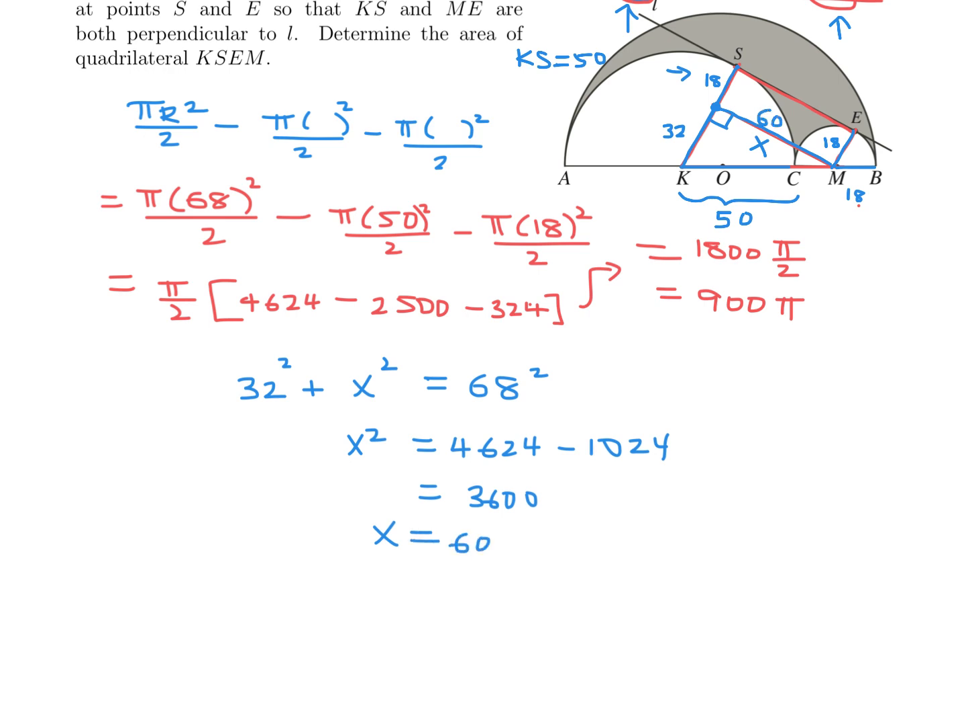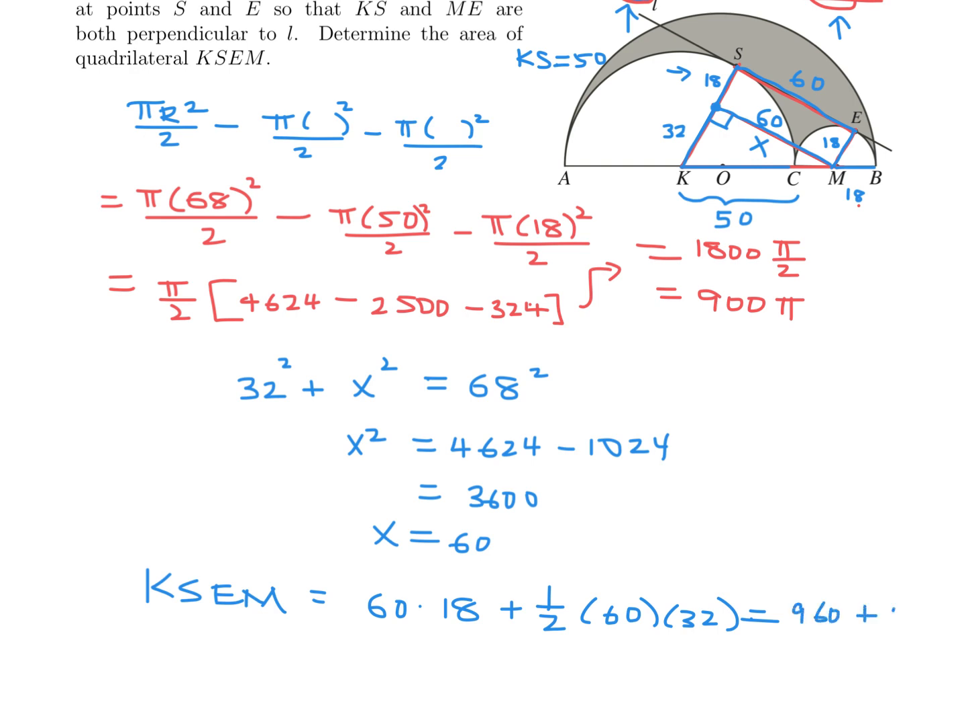Okay, so since that's 60, then that means S to E is also 60. All right, so now we have everything we need. KSEM, the area, will first be that rectangle, which is pretty straightforward. That's just 60 times 18, plus that triangle, which will be 1/2 base times height. We can use 60 as the base, and we can use 32 as the height. And when you crunch out these numbers, you get 960 plus 1080, and that is 2040. And there you go.